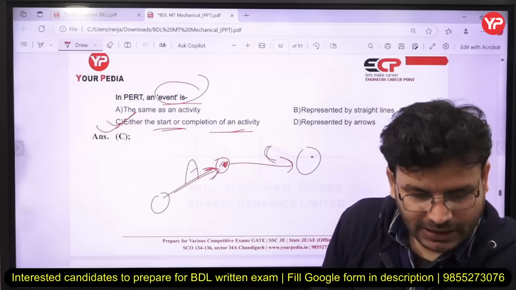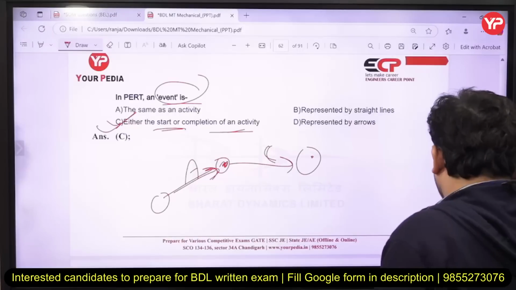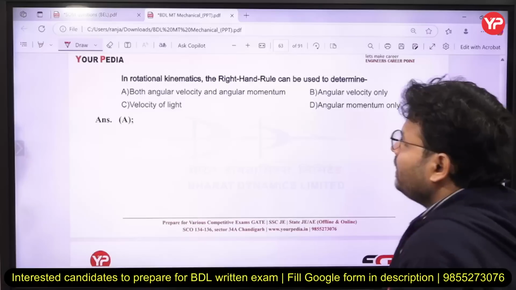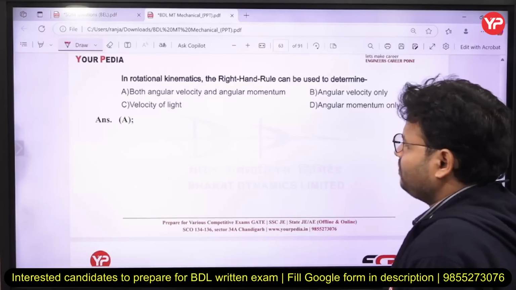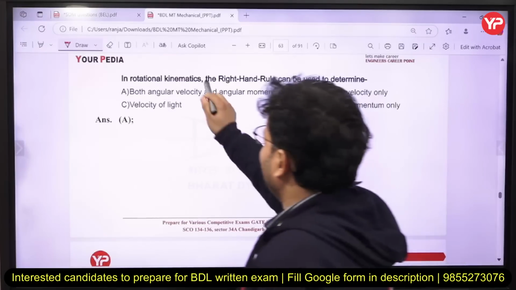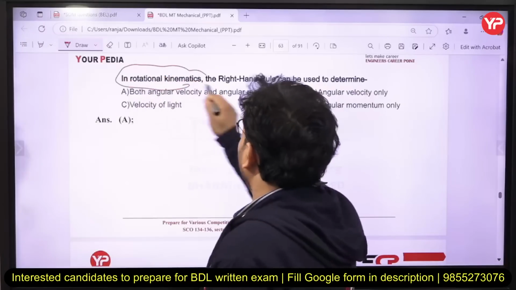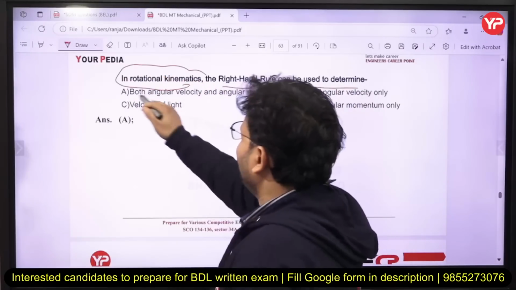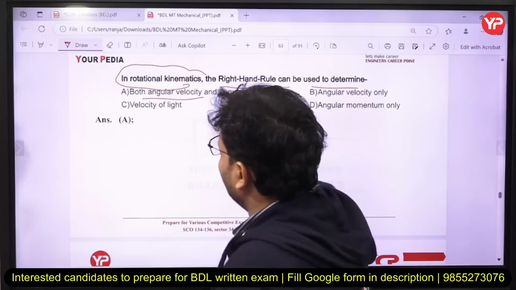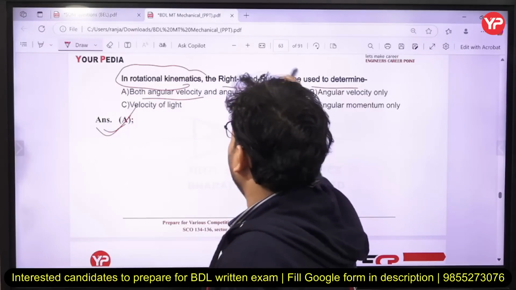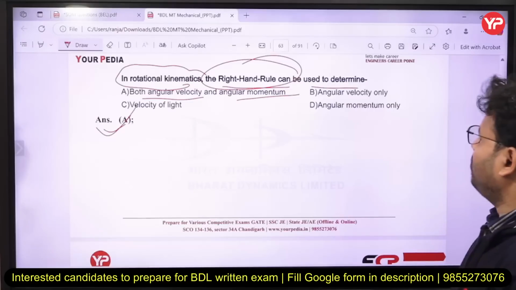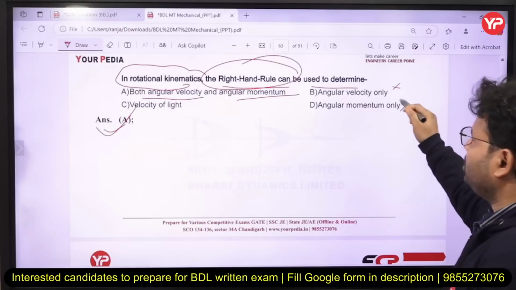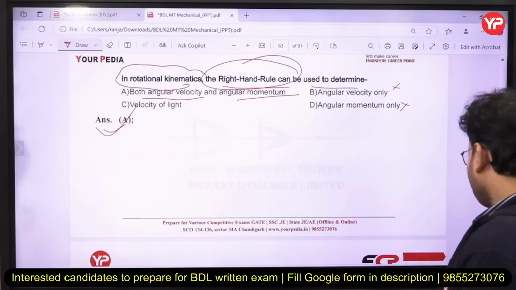Okay, come to the next question. In rotation kinematics, the right hand rule can be used to determine... In rotation kinematics, basically that is the part of mechanics, the right hand rule can be used for both angular velocity and angular momentum. Both you can measure by using the right hand rule. So both angular velocity as well as angular momentum. Not only this, only word is going to make it incorrect.